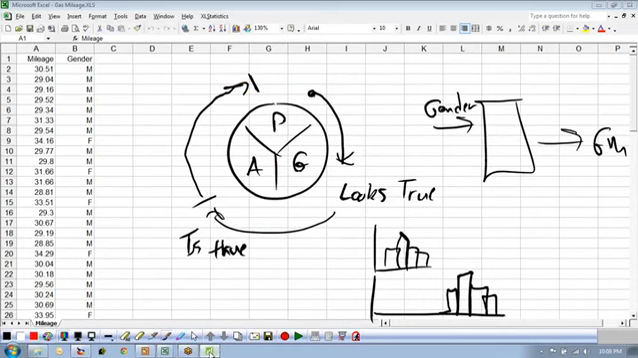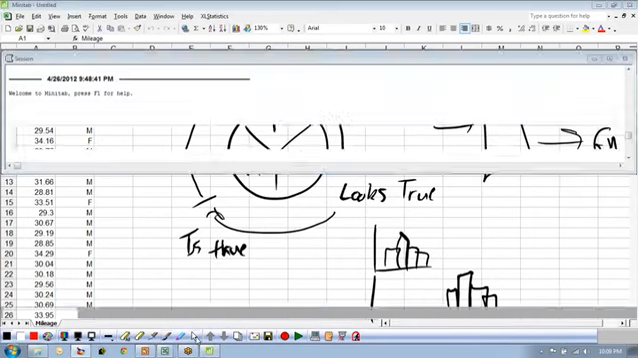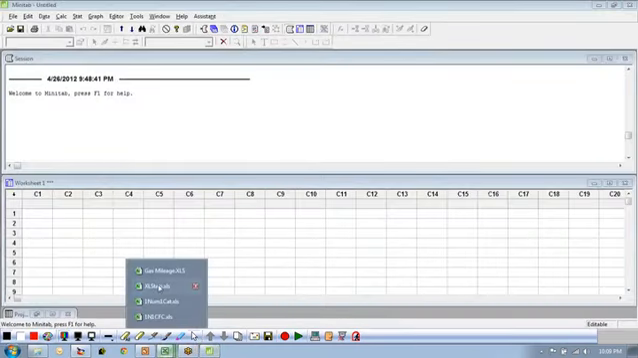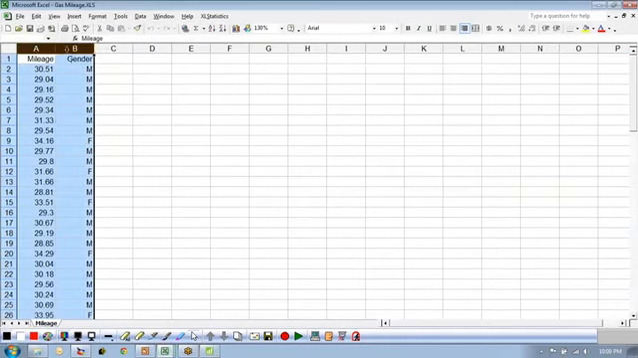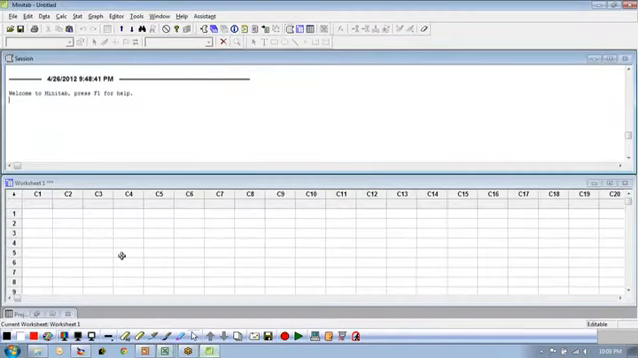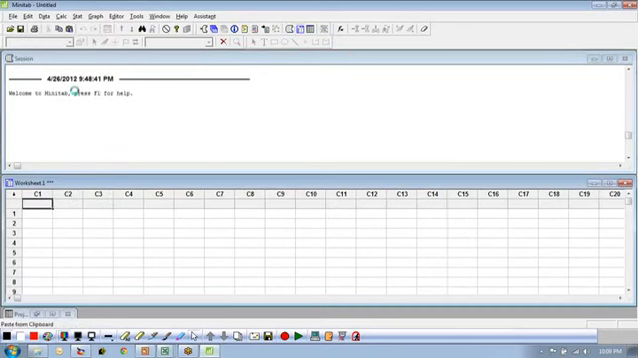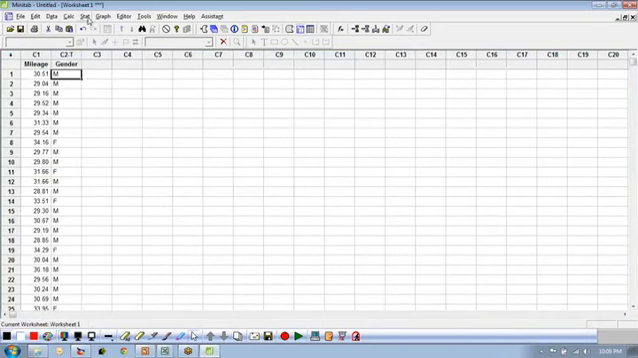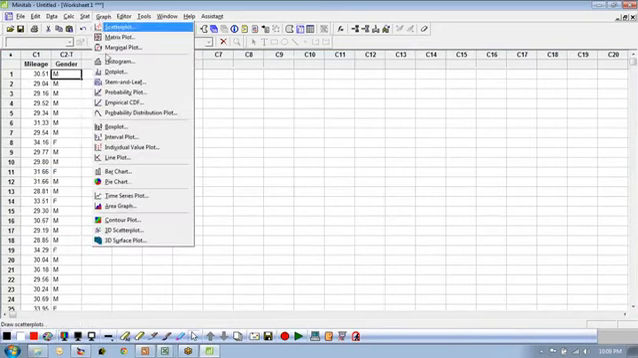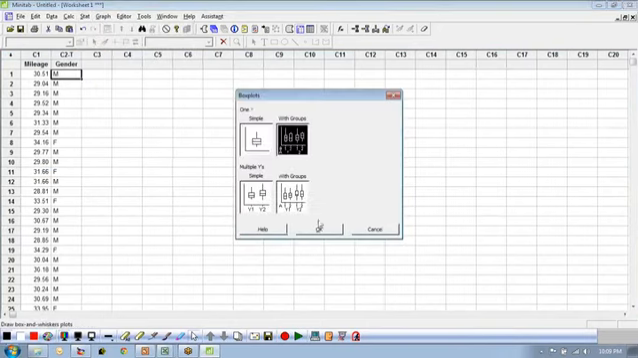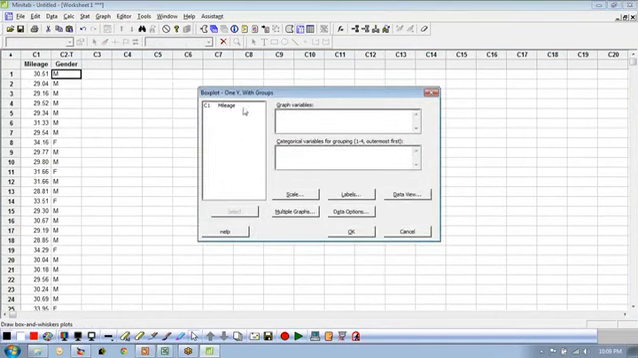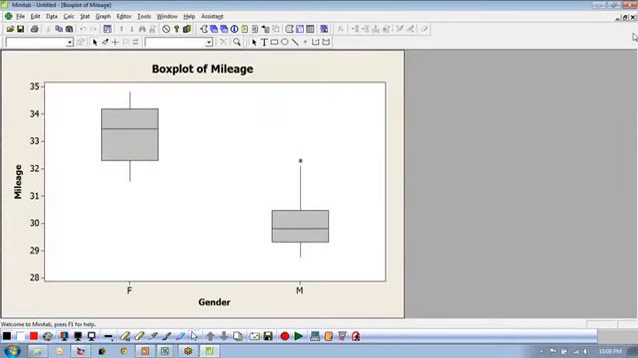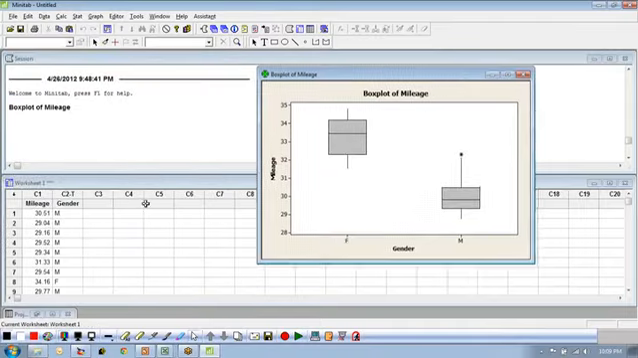Let me show you how to do the test in Minitab. Also pretty straightforward. Hardest part in Minitab, you've got to get the data in there. But you'll also notice in Minitab that this was a statistical test that we did. See, Minitab can do box plots too. Here are Minitab's box plots, mileage versus gender. Okay, see that? Looks pretty good.